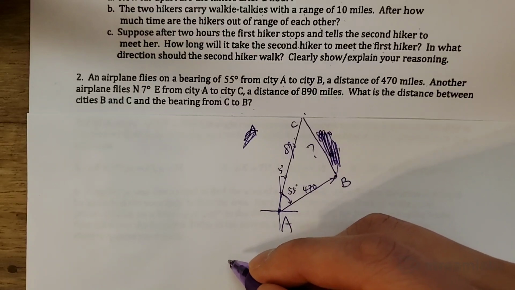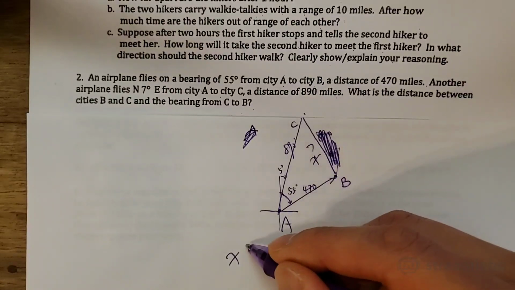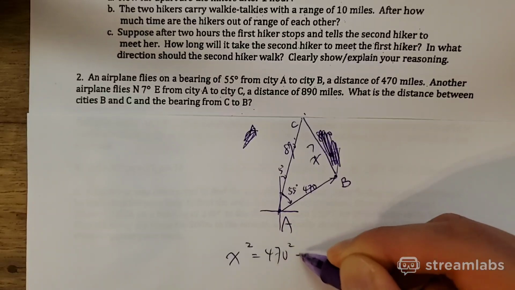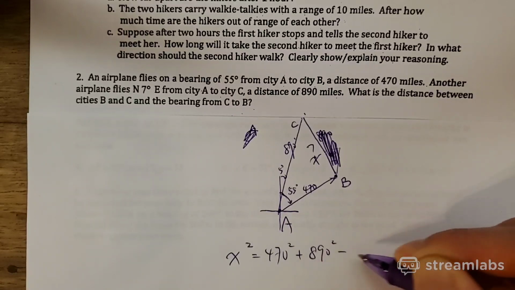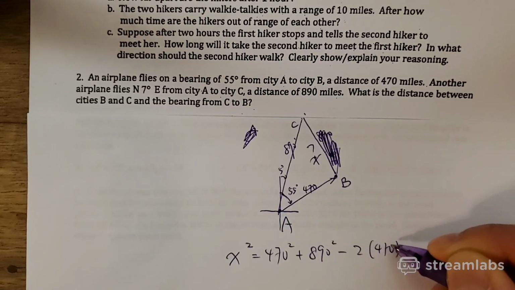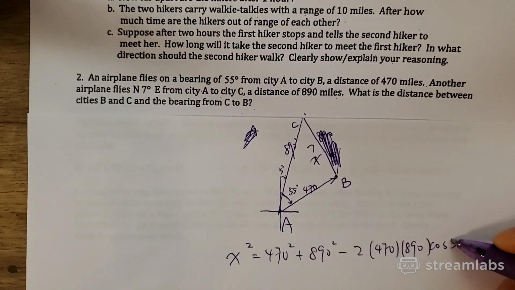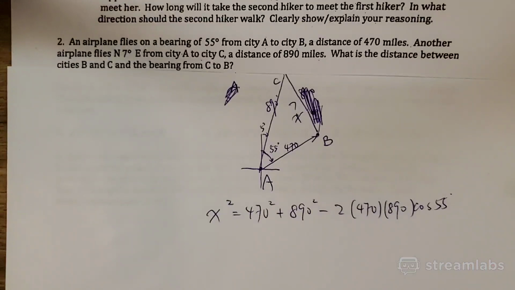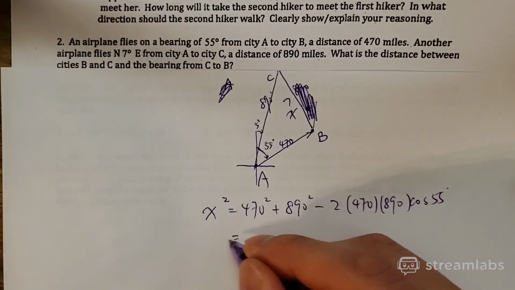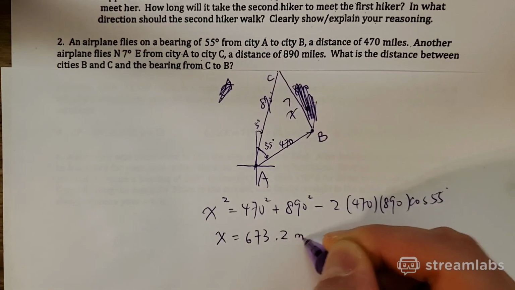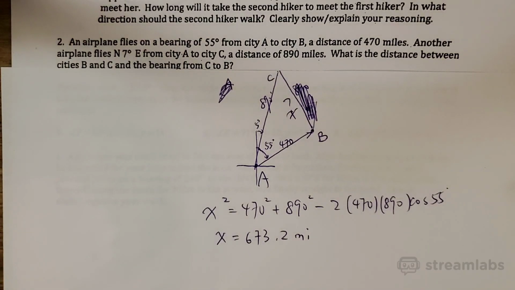So we're going to do law of cosine. Let's just say call it x. So x squared equals 470 squared plus 890 squared minus 2 times 470 times 890 cosine 55, which will end up giving you x being 673.2 miles. Okay, that's the first part.